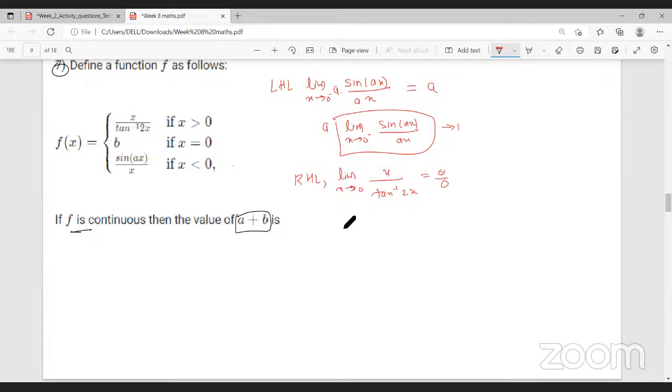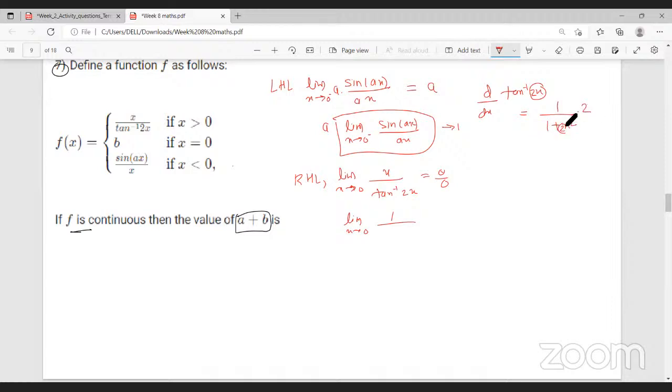So what will be the differentiation of the upper numerator? It will be 1, and the lower one will be 1 upon 1 plus 4x square, into 2. What is the differentiation of tan inverse x? 1 upon 1 plus x square, right? So here it is 2x, so we have to divide this by 2, also by chain rule.